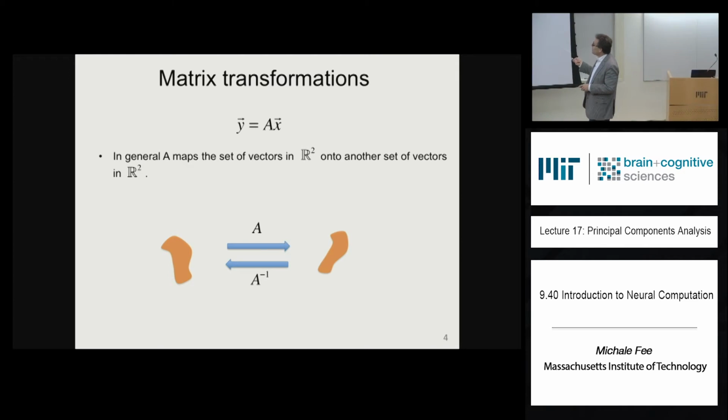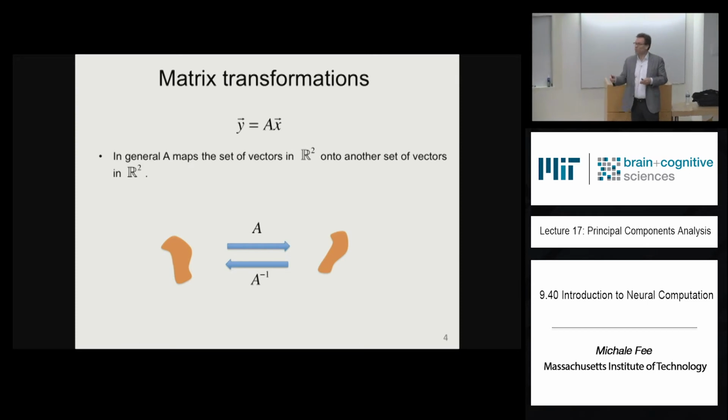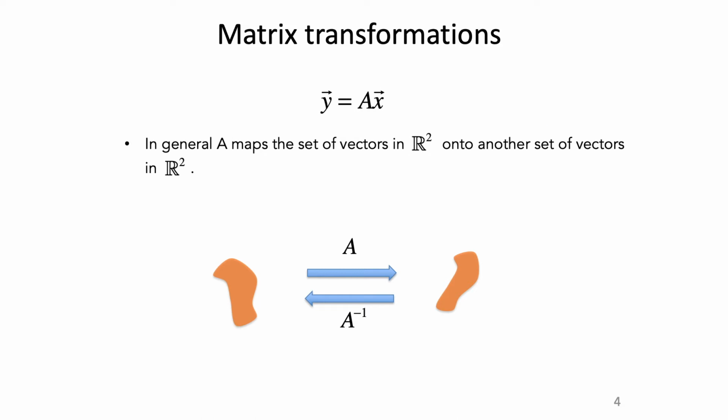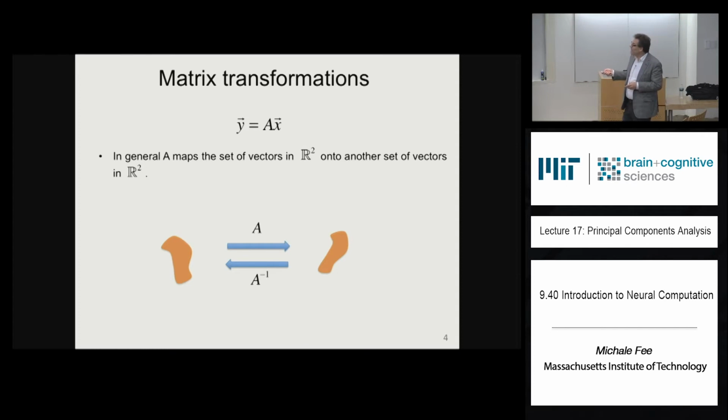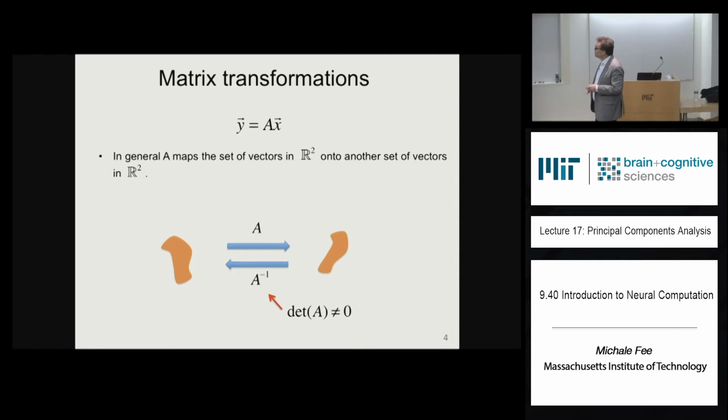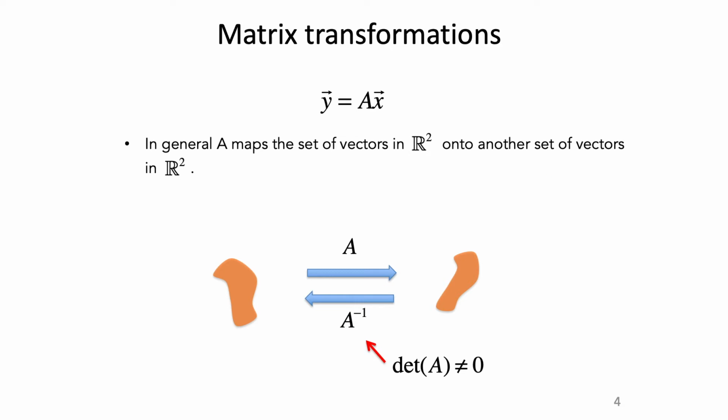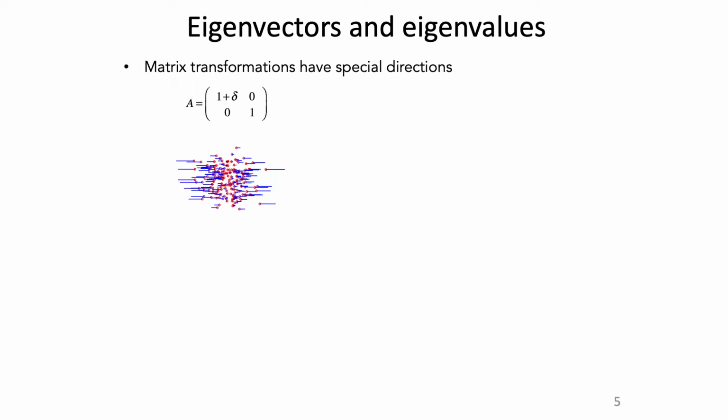So remember, we've been talking about the idea that matrix multiplication performs a transformation. So we can have a vector x that we multiply by a matrix A. It transforms that set of vectors x into some other set of vectors y. And we can go from y back to x by multiplying by A inverse, if the determinant of that matrix A is not equal to 0. So we've talked about a number of different kinds of matrix transformations by introducing perturbations on the identity matrix.